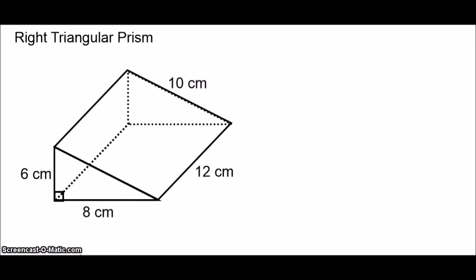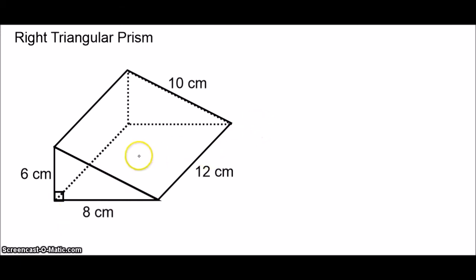Now we'll work together to find the surface area of this right triangular prism. This is a right triangular prism because of the right angle here in the corner, but the method for finding the surface area will be the same. Please take a moment to pause the video and draw this picture in your notes so you can work along with me.